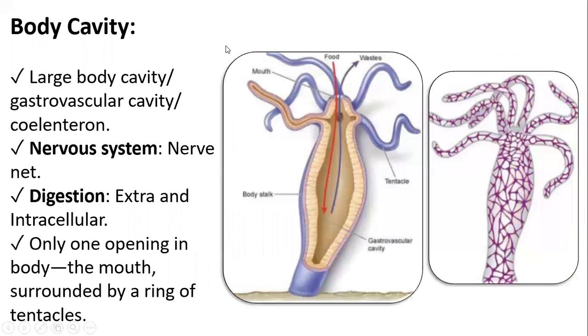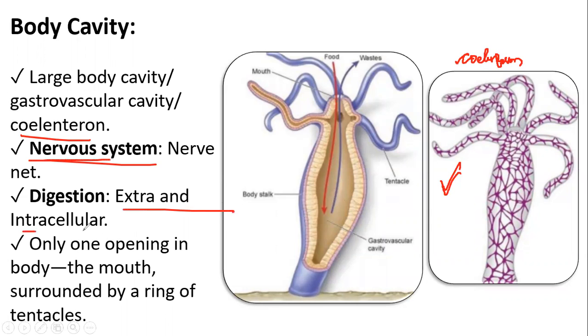Next is the body cavity. Large body cavity or gastrovascular cavity or coelenteron. The body cavity of Coelenterata is known as the coelenteron. Nervous system: there are nerve nets. Look, these are the nerve nets found, constituting the nervous system of Cnidarians.